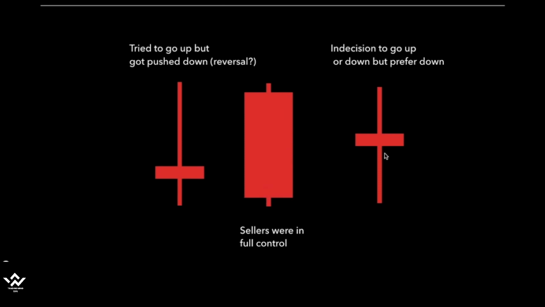This candle over here on the right would indicate an even tug of war between buyers and sellers. We tried to go up, got shoved down. We tried to go down, got shoved up. And in the end, we closed right in the middle. Now, since this candlestick is red, we slightly prefer down.